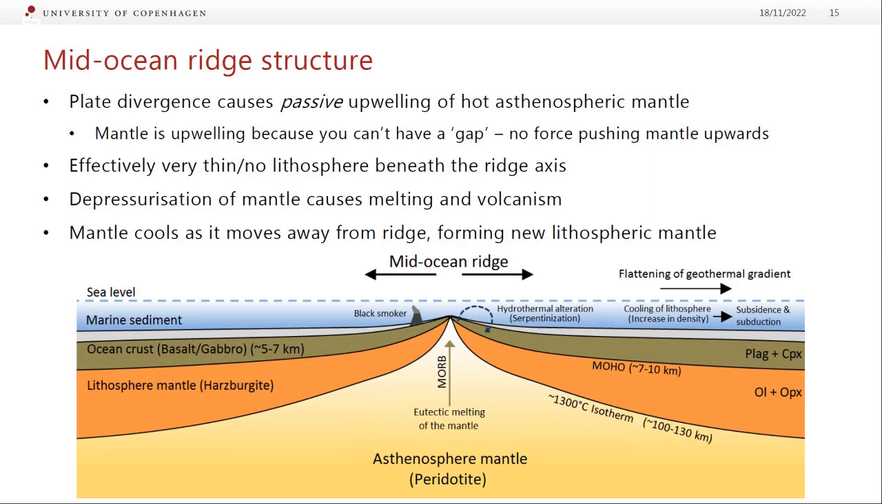Beneath the ridge axis, because the plates are being pulled apart, you have effectively no lithosphere, or it's very, very thin. What is then happening, because this mantle is moving up, it's depressurizing. We talked about it before, that's one of the main ways that you get melting in the mantle. It melts, those melts go on to form oceanic crust, and we leave this depleted mantle behind.